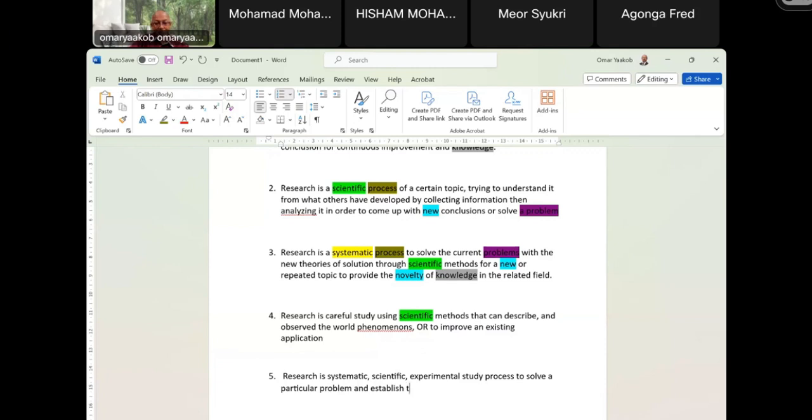For continuous improvement and knowledge. Since you highlighted that novelty and new are synonyms, that should be the definition that combines all the keywords that you have pointed out. So it's to arrive at a new conclusion.